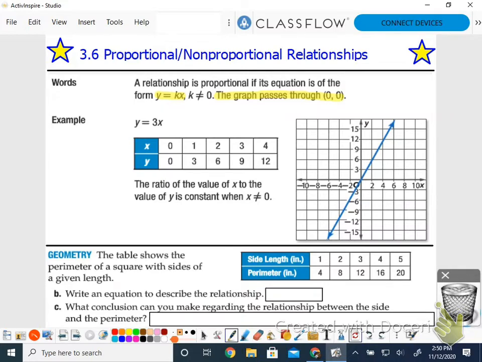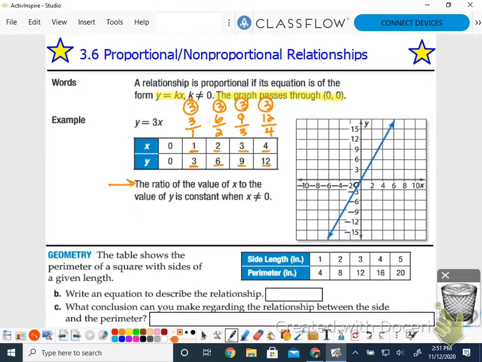So an example here is y equals 3x. If we look at the graph, we could see that it goes through the origin. If we look at the table, if I take my y value and divide it by my x value, 3 divided by 1 gives me 3. 6 divided by 2 gives me 3. 9 divided by 3 is 3. 12 divided by 4 is 3. So I'm seeing that constant rate of change, and that would be my k value.